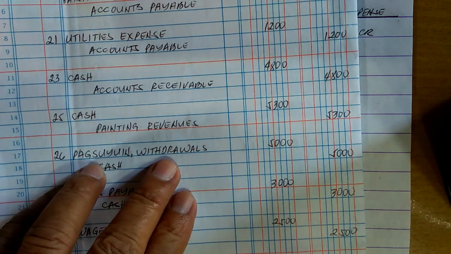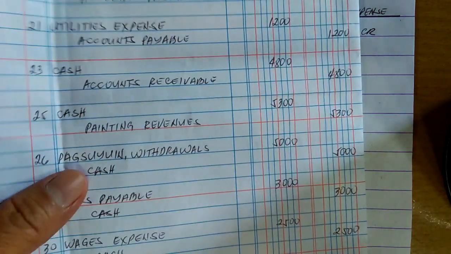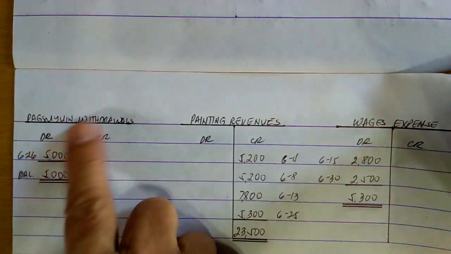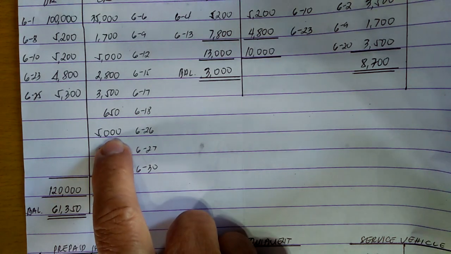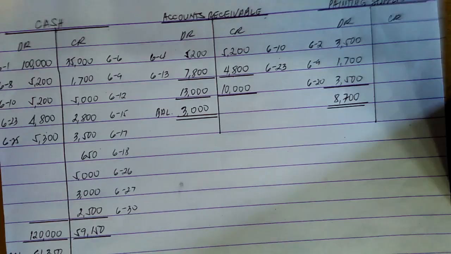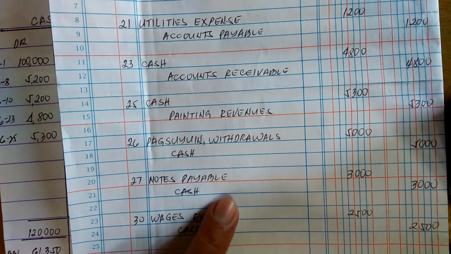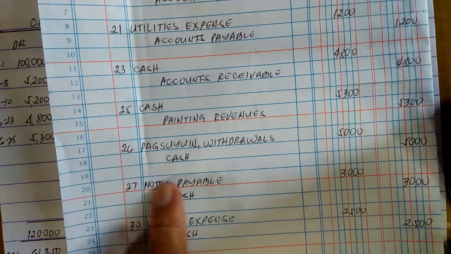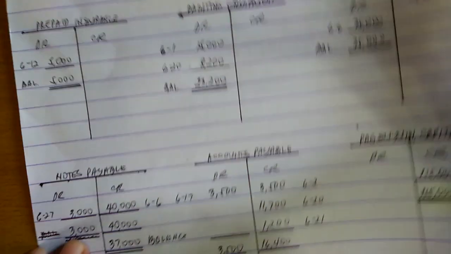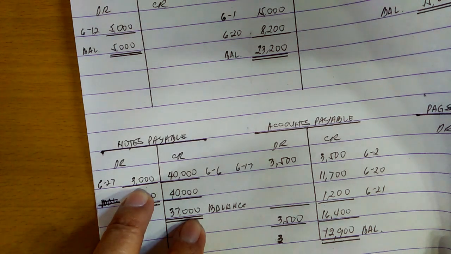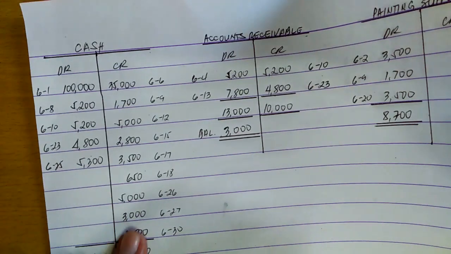June 26, withdrawals debit 5,000 and credit cash 5,000. June 27. Notes payable 3,000 debit. Credit cash. Notes payable nagbayad. Okay? Debit notes payable 3,000. Credit cash, 3,000.